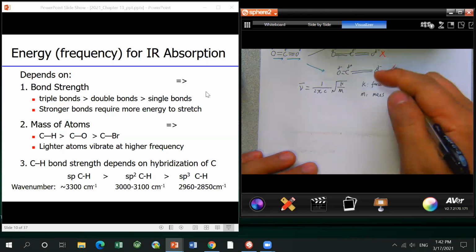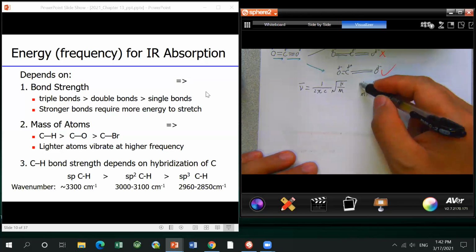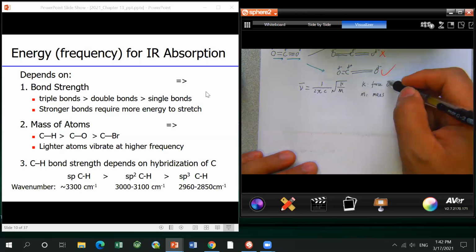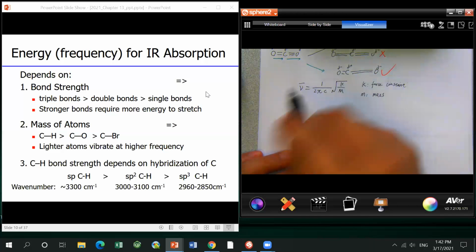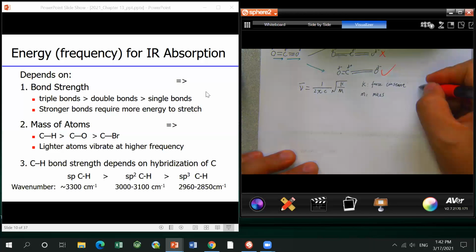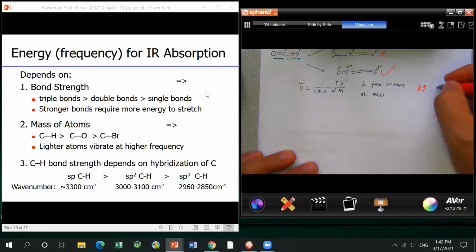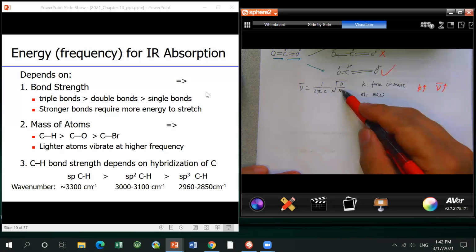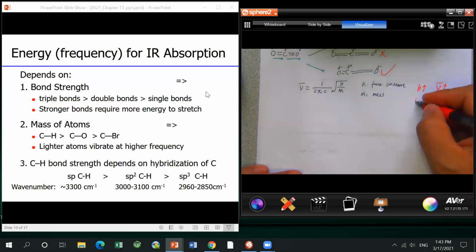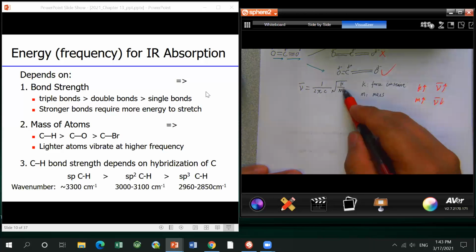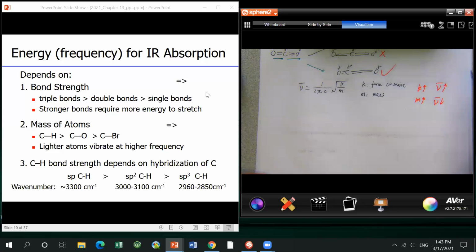So clearly, you can see that if you have a higher K, a higher force constant, then you have a higher frequency. And for the mass, you can see clearly that if the mass is higher, the frequency will be lower, because it is underneath of this line.